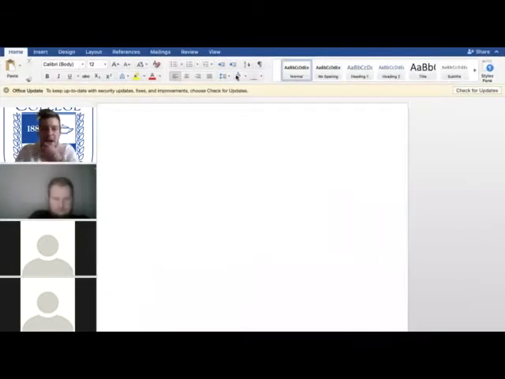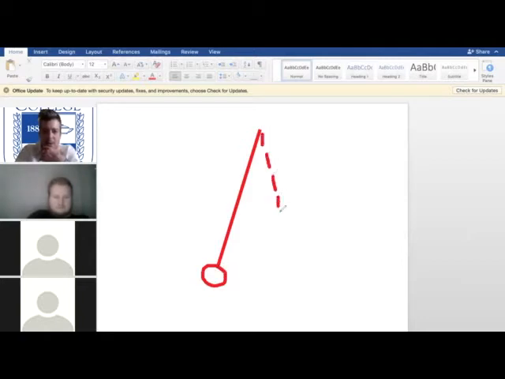Now, let's say I have a pendulum. A pendulum is a stick, and at the end of the stick, I have some type of weight. And that weight is going to tick back and forth. All right, it's going to go back and forth.